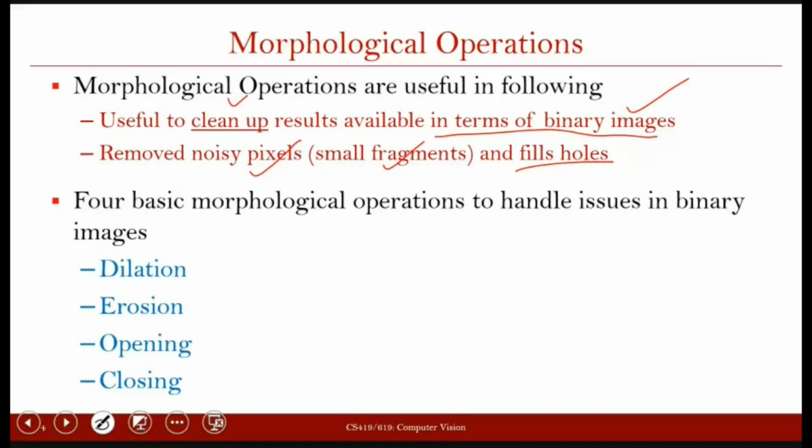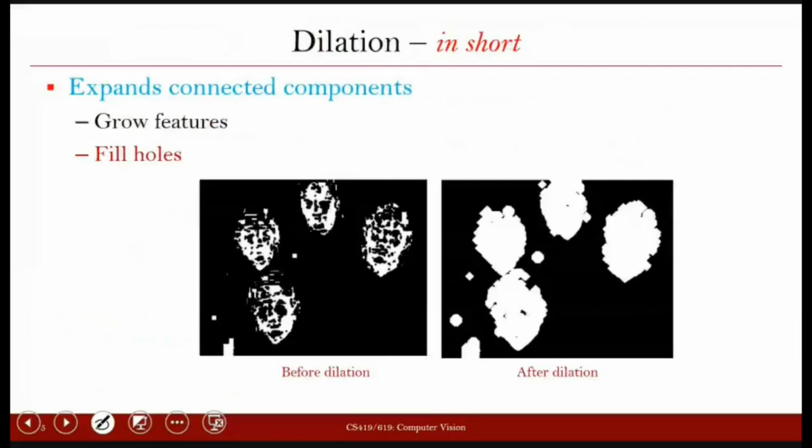And these were the four morphological operations that we listed: dilation, erosion, opening, and closing. Dilation and erosion we discussed in the last class, and opening and closing we will be discussing in detail today. Let us first quickly have a recap of what we discussed with respect to dilation in the last class, and with respect to erosion, and then we'll go to opening and closing.